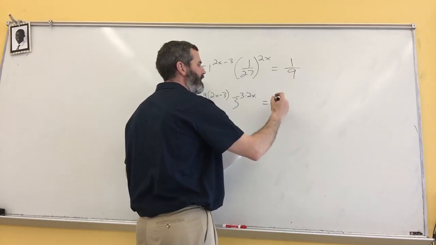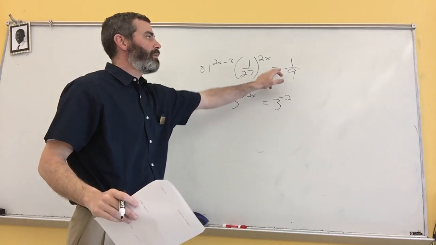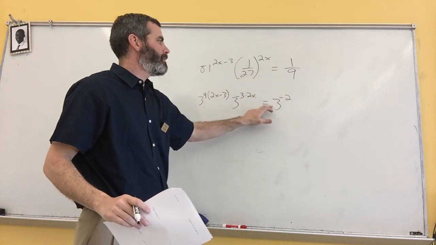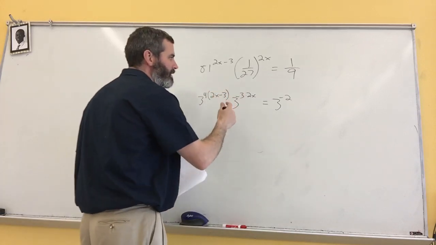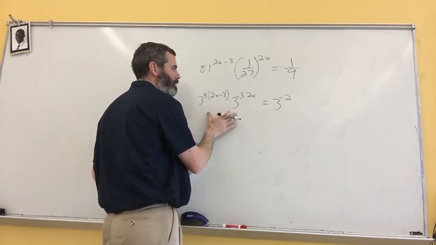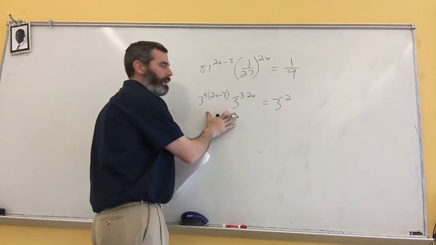Equals 9, I can rewrite that as 3 to the negative 2. 3 to the negative 2 actually equals 1/9, so I just substitute that in there. Now I have all my same bases, but I have something a little more complicated over here, so I want to simplify this down to just one base.